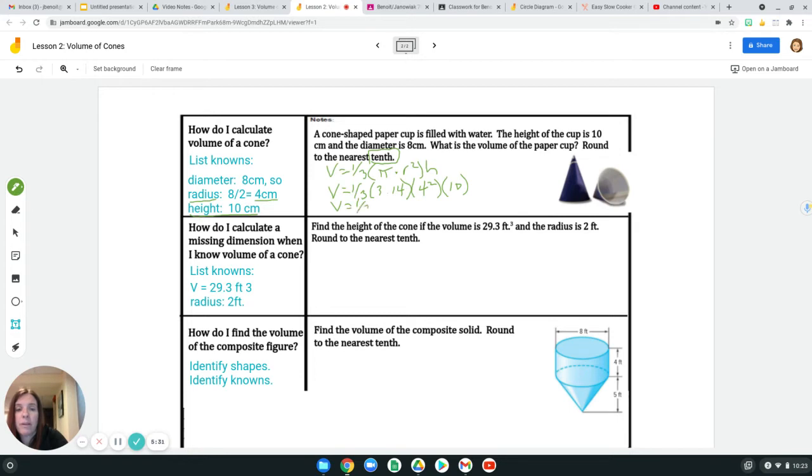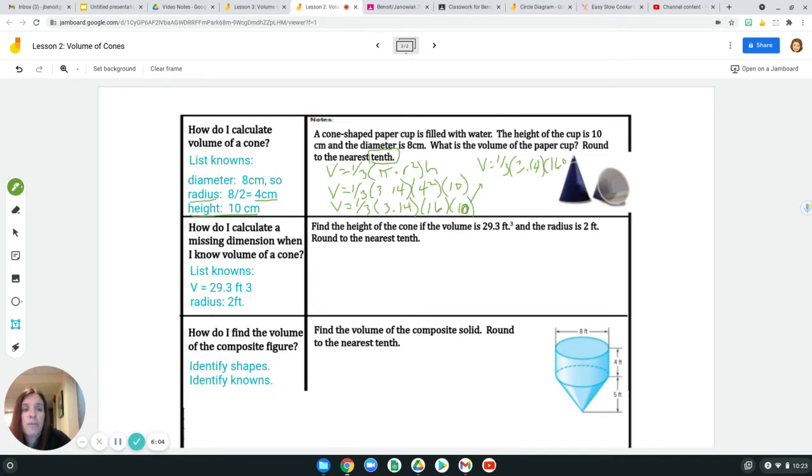Keep my 1/3 this time, because my two whole numbers that I have after squaring the 4, that's 16 and 10. Those are not multiples of 3. Okay, but I can still do 16 times 10 to condense that a little bit. So I'm going to have volume equals 1/3 times 3.14 times 160.